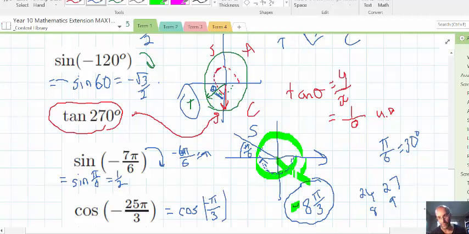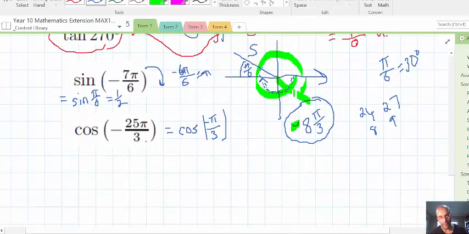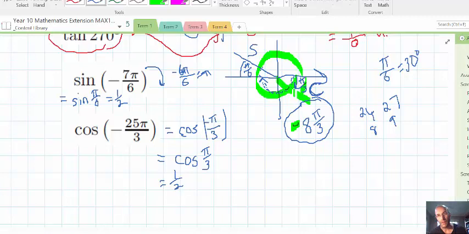So it's the cos of negative pi on 3, and that puts us in the C quadrant. So cos is positive, so that'll be the same, because the little angle there is pi over 3. So we have the same as cos pi on 3, and that's a half.